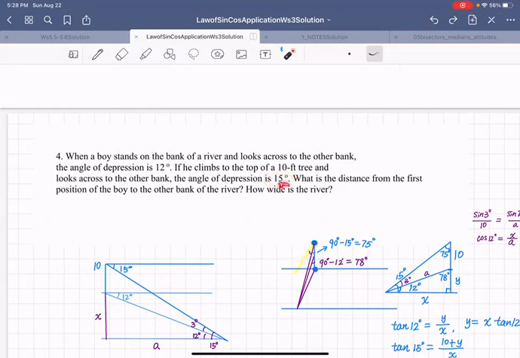15 degrees. Continue. What is the distance from the first position of the boy to the other bank of the river, and how wide is the river? What is the distance from the first position to the other bank of the river? So they ask you that distance. And they also ask you this distance, correct? Correct. This is a crazy question, right?